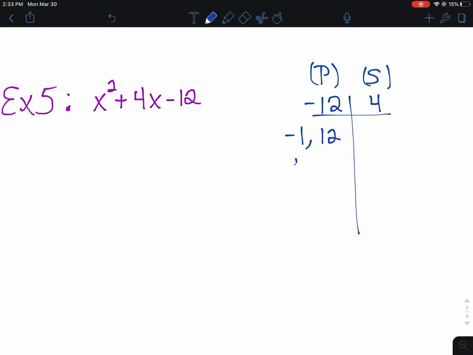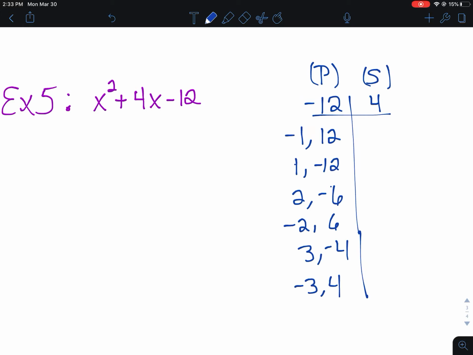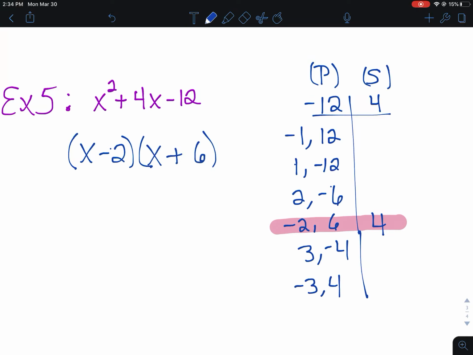Actually, I guess we could do it. So -1 and 12, 1 and -12. We could have 2 and -6, or -2 and 6, and 3, -4, or -3, +4. Those are all the things that multiply to -12. The only one that looks like it's going to add to +4 is -2, +6. That's the one that I want. So my factors are x minus 2, x plus 6.